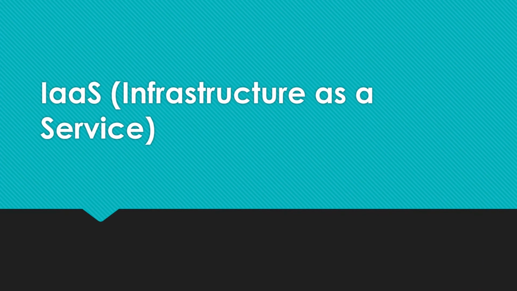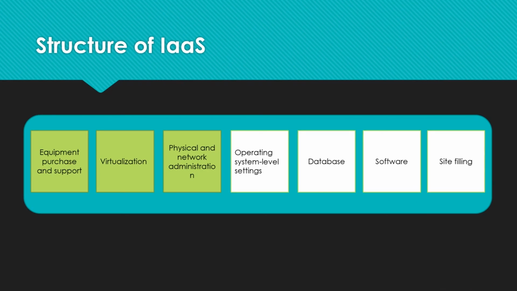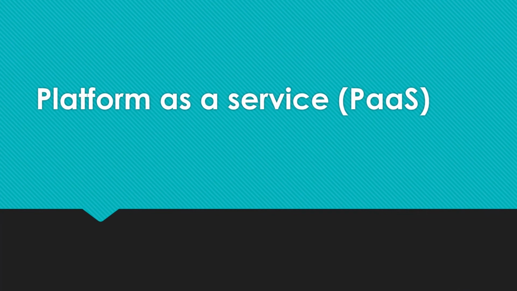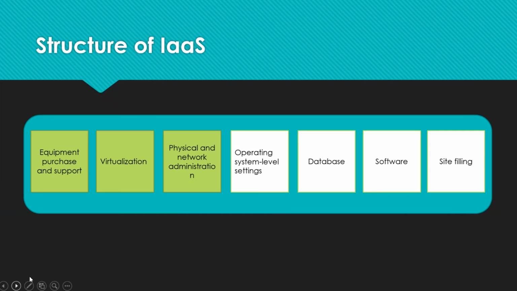IaaS, infrastructure as a service. What does infrastructure as a service do? It takes physical hardware and makes it completely virtual. For example, all servers, networks, storage, and system management are all in the cloud. It's the equivalent of the infrastructure and hardware in the traditional way, running in the cloud. In other words, businesses pay a fee to run virtual servers, networks, and storage from the cloud. And in IaaS, we will independently make the settings at the operating system level, and the database, software, and website content.